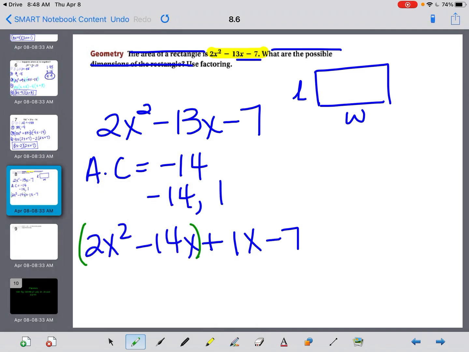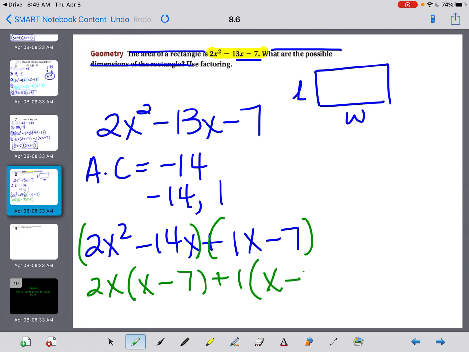Factor out the greatest common factor. Pull out 2x, which leaves me with x minus 7. And because 1x and negative 7 have nothing in common, I can only pull out a 1, which leaves me with x minus 7. So my final answer is 2x plus 1 and x minus 7.